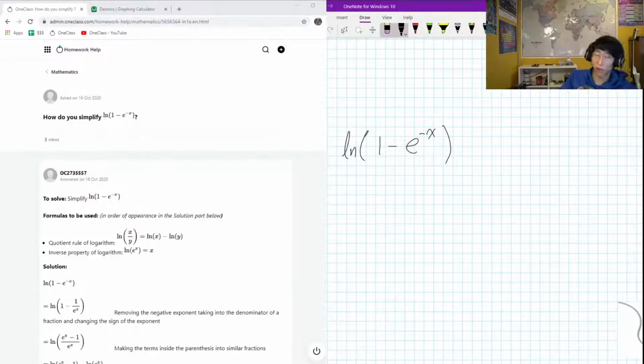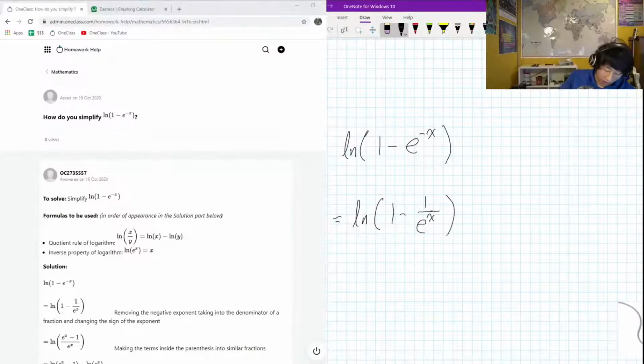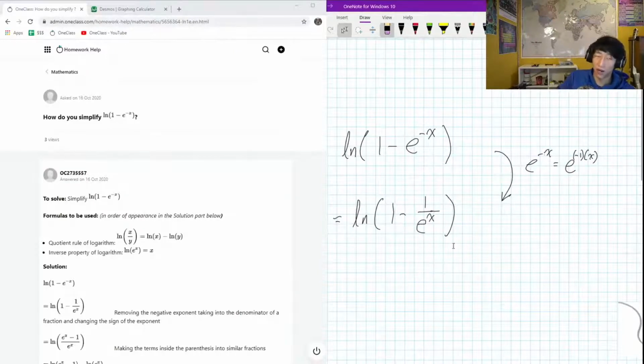Okay, so the first thing that we might want to do as we simplify is convert this e to the negative x to 1 over e to the x. That is when we do an operation like this: ln of 1 minus 1 over e to the positive x. What happened here is e to the negative x is equal to e to the negative 1 times x, which is just going to be e to the negative 1. That just means send it downstairs on the fraction, and it's like this.